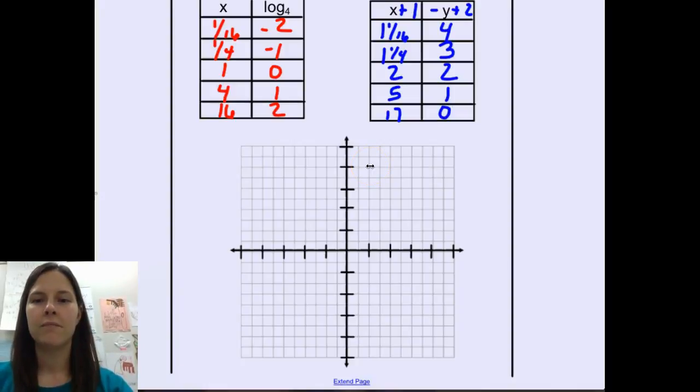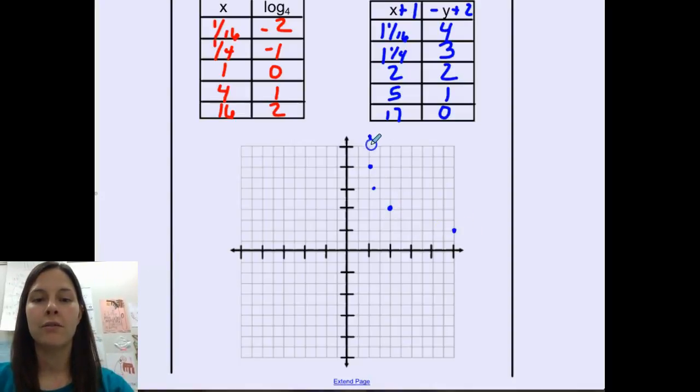Plotting those points, since 17 won't fit on the graph either way I scale this, I'm going to go ahead and scale each of these by 1. So 1 and 1/16 up to 4. 1 and 1/4 up to 3. 2, 2. And 5, 1.